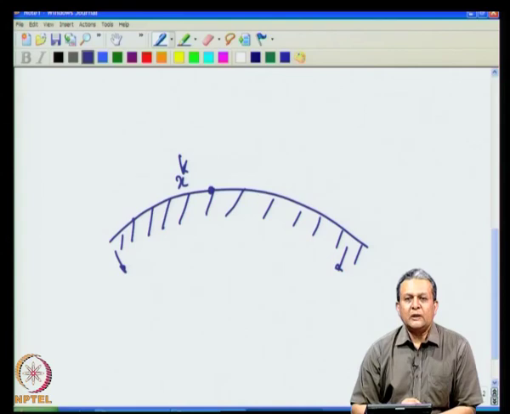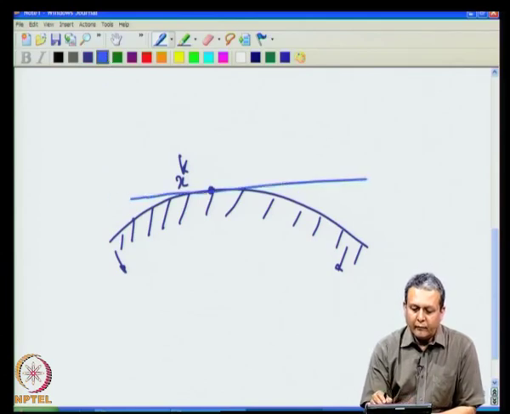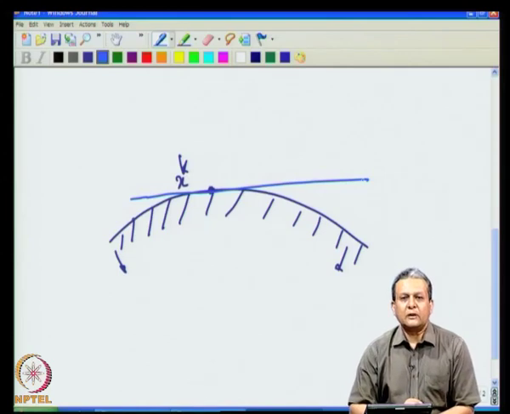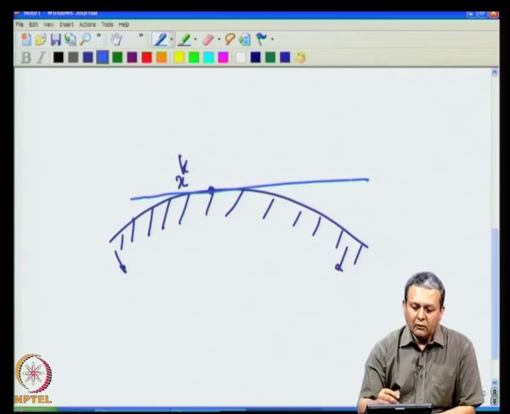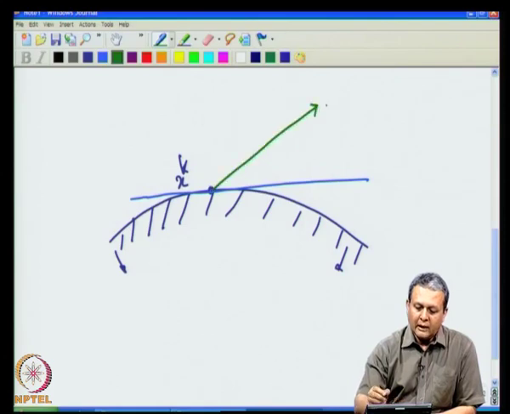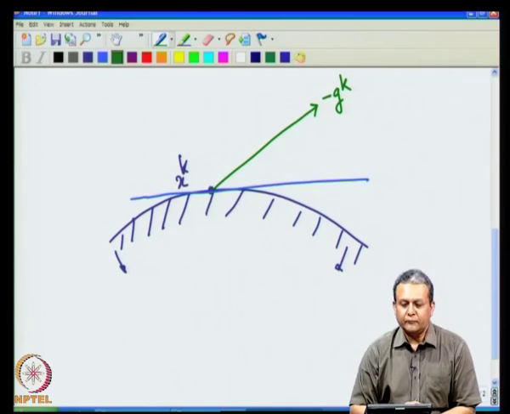We need to approximate this constraint by an affine constraint. So, let us show the approximation of this constraint to be like this. Now, at x_k, let us assume that we have a direction which is minus g_k. So, negative of the steepest descent direction for the function.